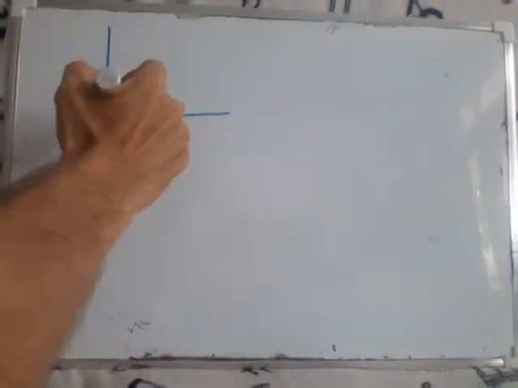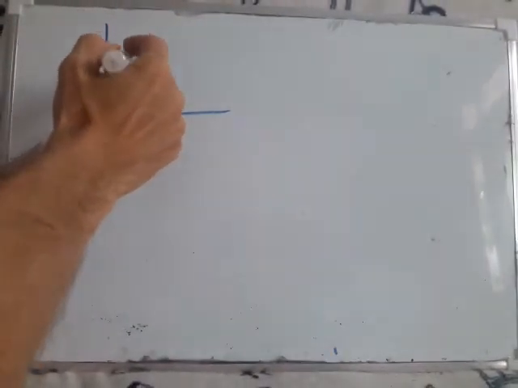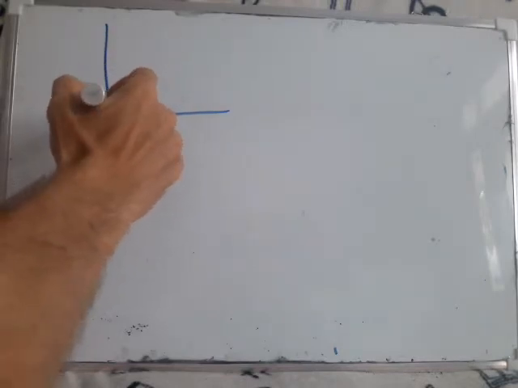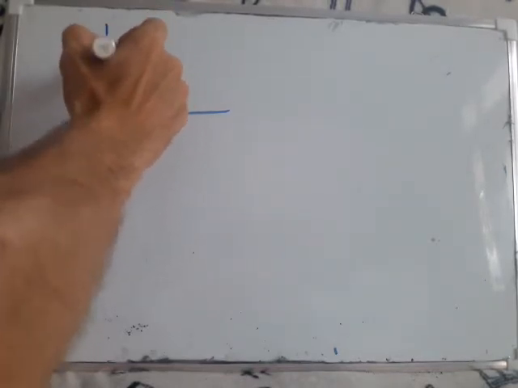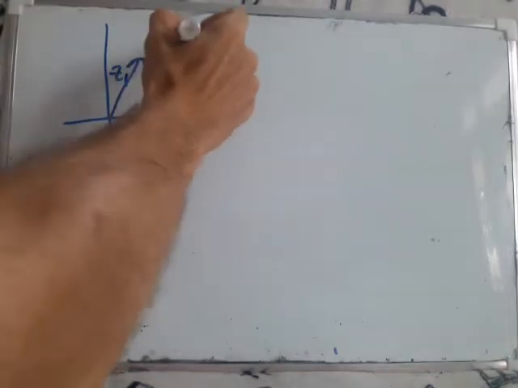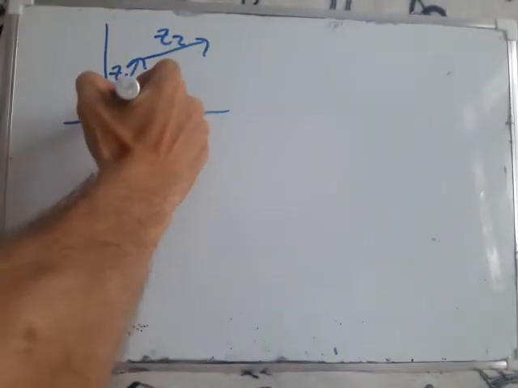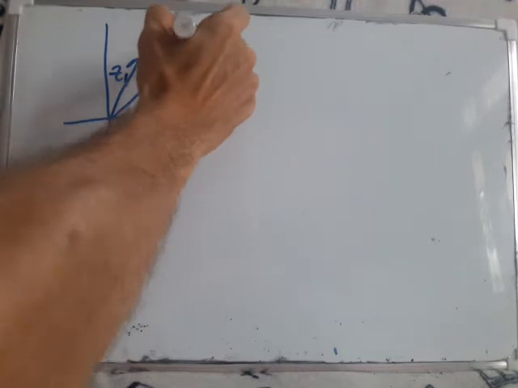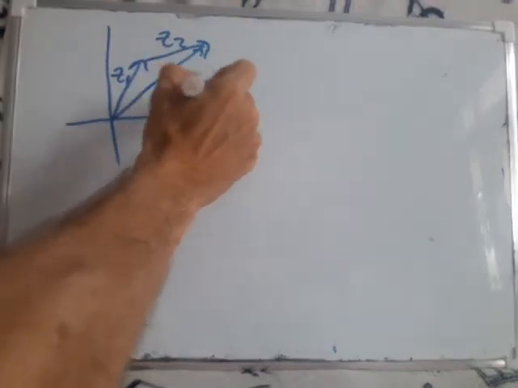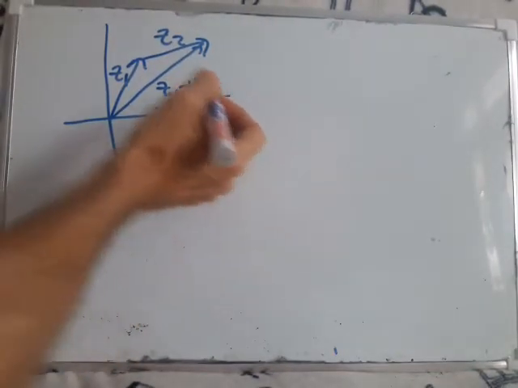So the advantage of the complex plane, the Argand diagram, is that you can then think of adding two complex numbers as adding vectors. So for example, if I've got z1 here and I want to add it to z2, then the answer is simply given by vector addition.